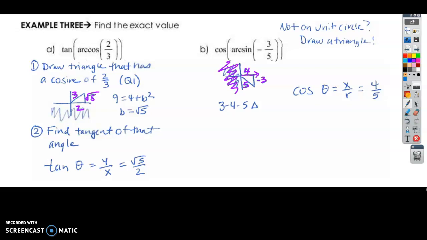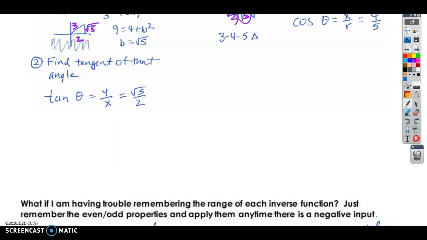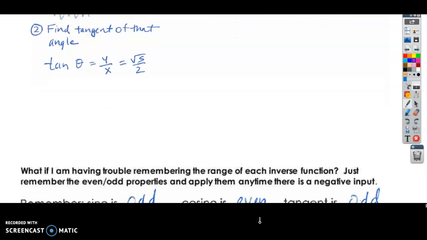Okay, so now that we have the triangle, we're finding the cosine of that triangle. The cosine is the adjacent over the hypotenuse. Adjacent side is 4 over hypotenuse is 5, and that's just from geometry. So when you get problems like this and you don't know what to do, you've got to draw the triangle yourself. And drawing the triangle is the hardest part. Once you draw the triangle, then it's just using SOHCAHTOA.